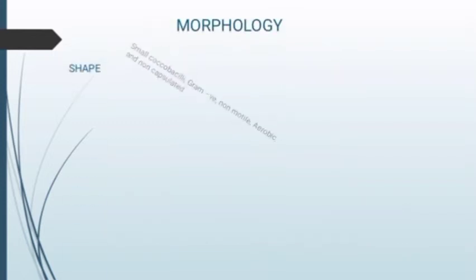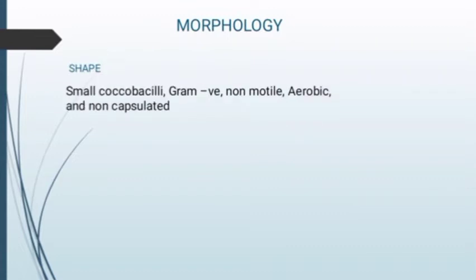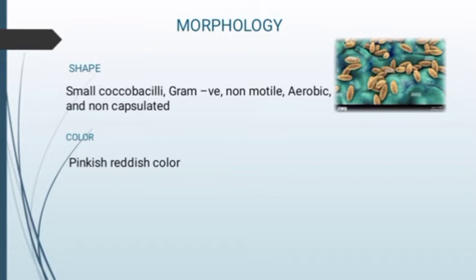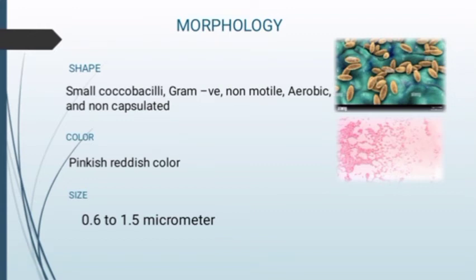Morphology. Shape: small coccobacilli, gram-negative, non-motile, aerobic and non-capsulated. Here you can see that in the picture. Color: pinkish reddish color. Size: its size is 0.6 to 1.5 micrometer.